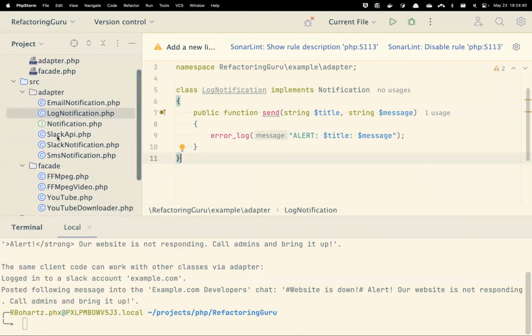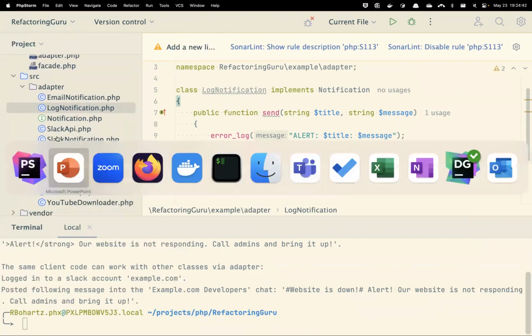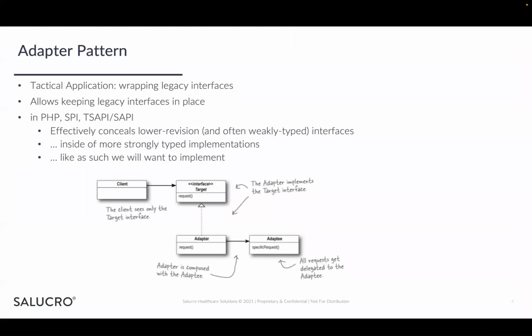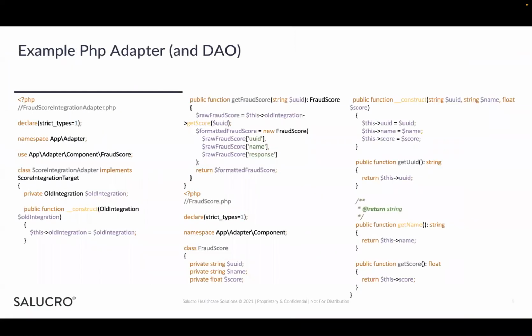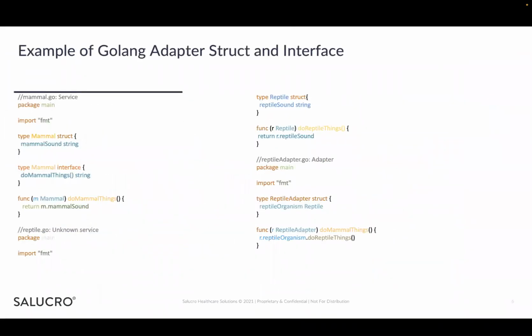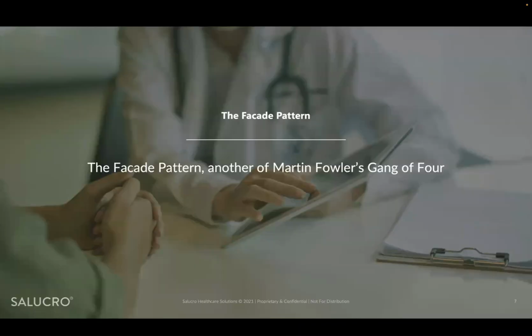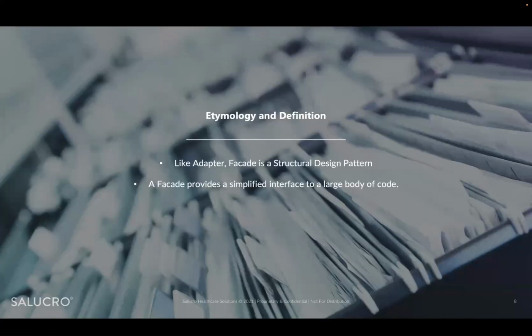Now let's take a look at the facade pattern. I'm telling you, it's going to look very, very familiar. Let's get rid of these examples. Next up, facade pattern. Again, Martin Fowler and his entire gang know what they're talking about most of the time.